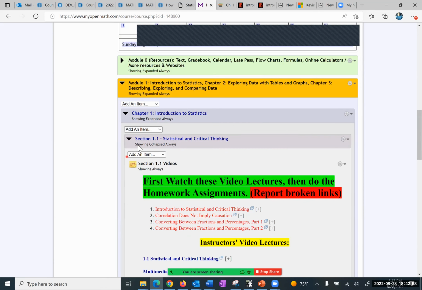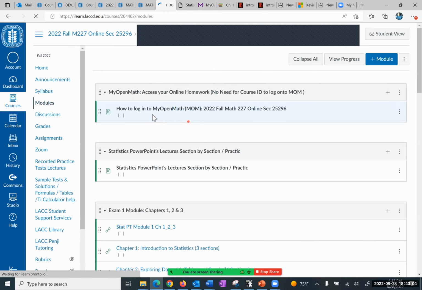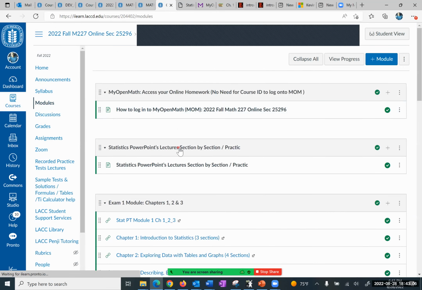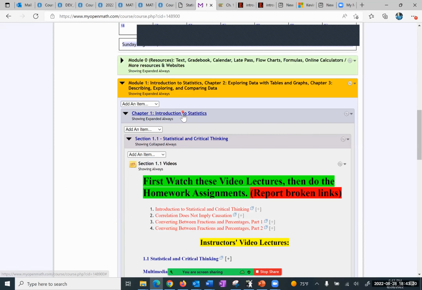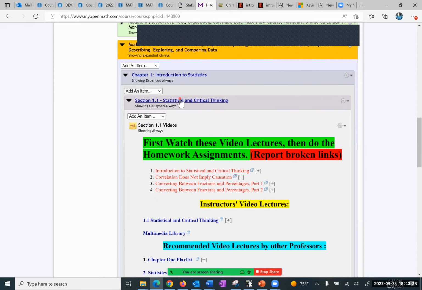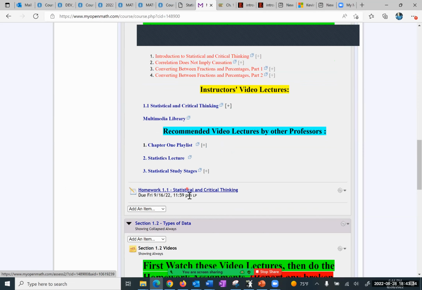So in short, under the modules of the Canvas, you could, for example, watch chapter 1 PowerPoints. Come to my open math, go to chapter 1, the first section. I would watch these red videos, and these are again mine, and these are some more, and then start the homework. And that's all there is to it.